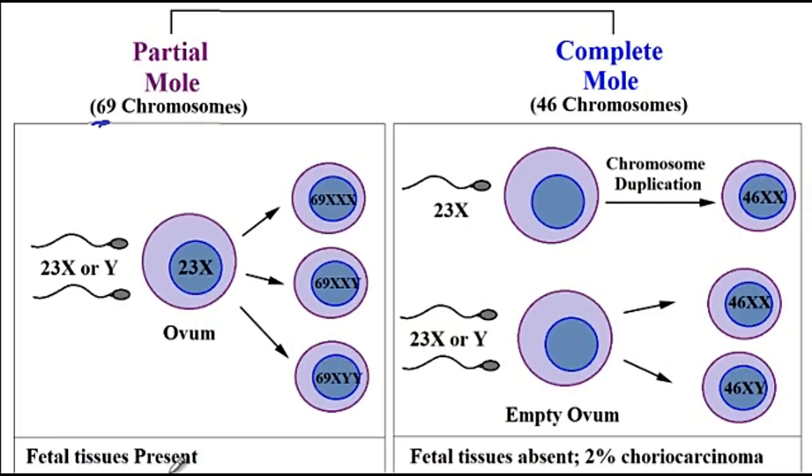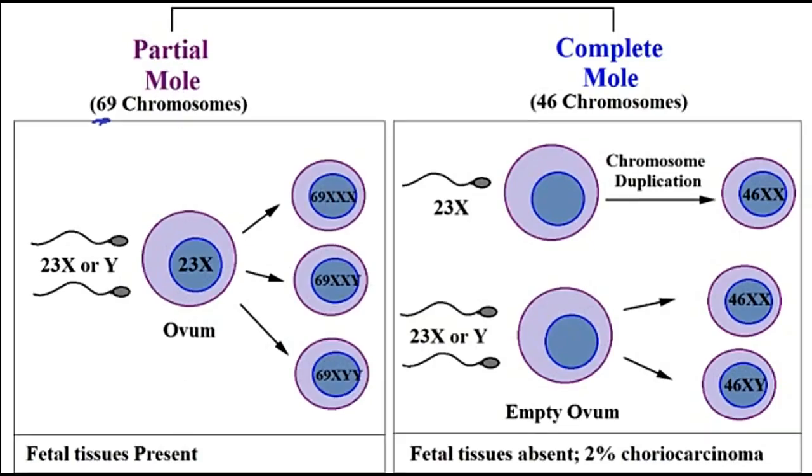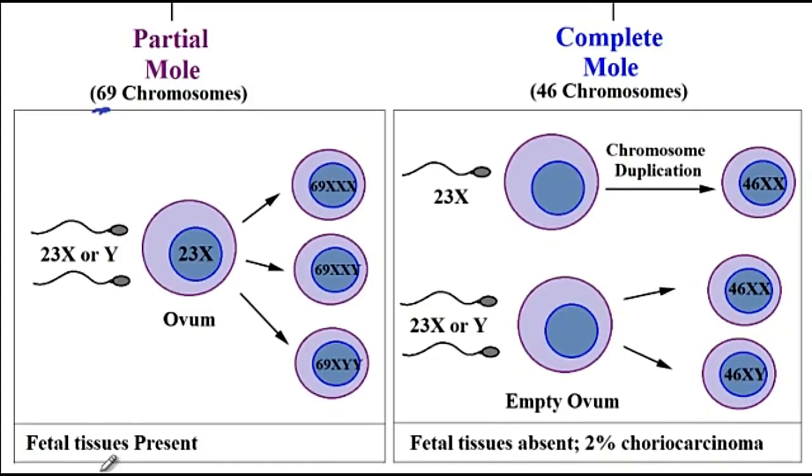And so one characteristic of the partial moles is that there would be a fetal tissue that is present with this type of molar pregnancy, versus complete mole where there is no fetal tissue that is present, but then it does increase the risk of choriocarcinoma.